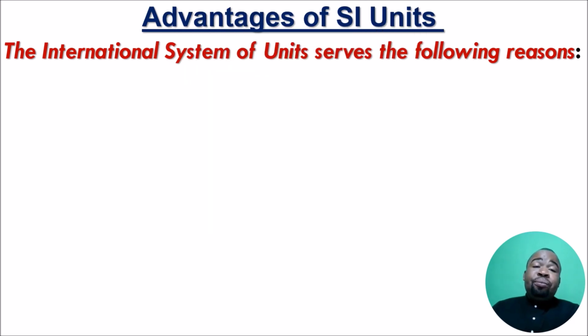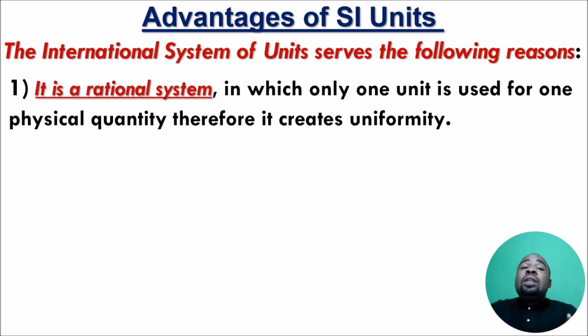Right, you are welcome. Let's deal with the international system of units. What are the advantages of the international system of units? It is very important. It's recognized, like the name, internationally because of three main reasons. Number one, the international system of units is a rational system. What do we mean by it's a rational system? It is a system in which only one unit is assigned to one physical quantity.